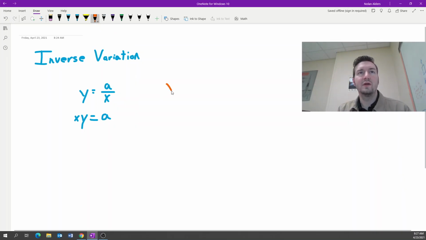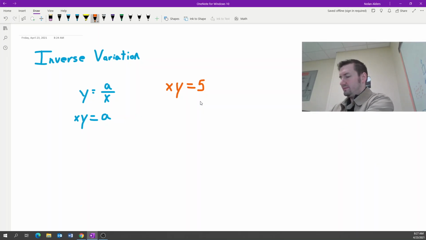So first of all, how about this one? xy equals 5. Is that one an example of inverse variation? We can say yes, it is. If we divided the x over, we'd get y equals 5 over x. So it fits this form right here. It also looks just like xy equals some number, xy equals 5. So this does represent inverse variation.